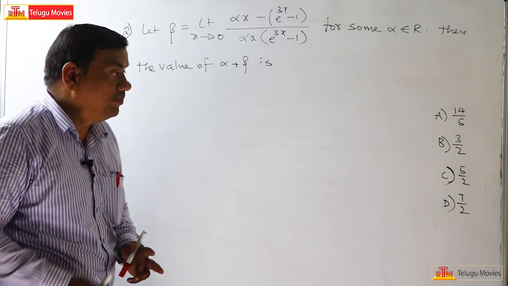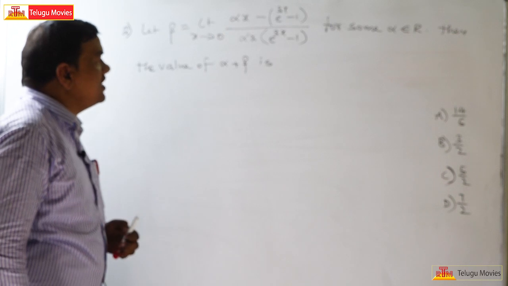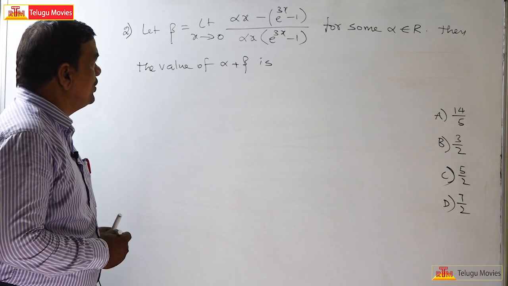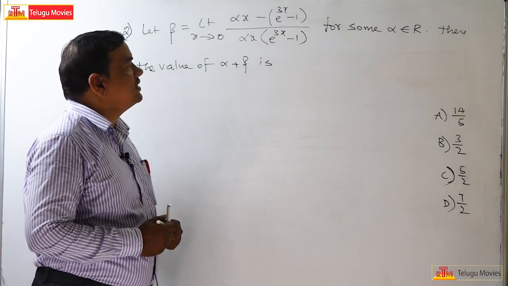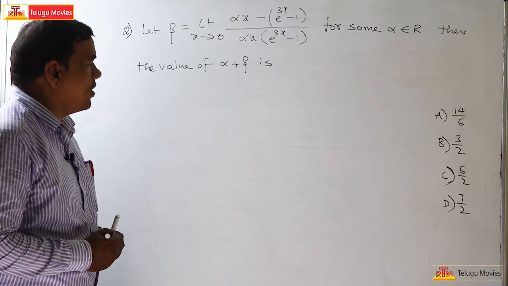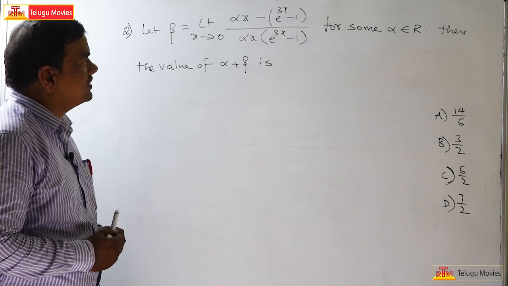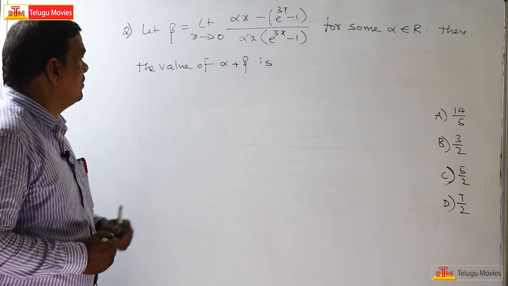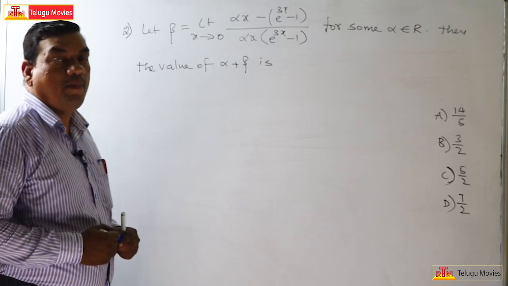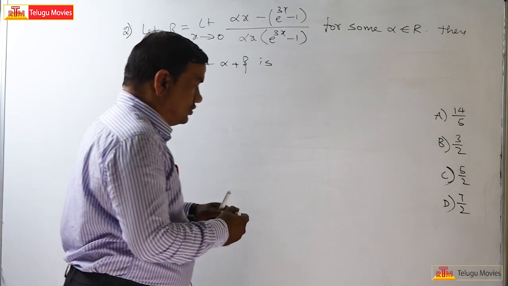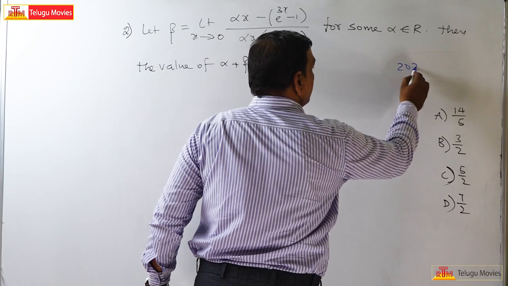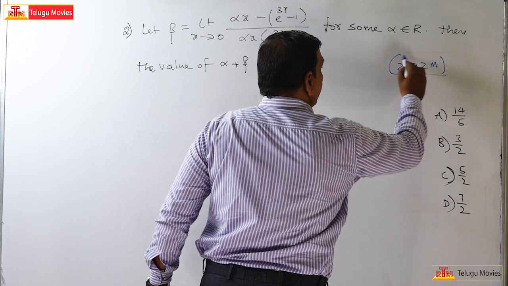Welcome to the second problem. If beta is equal to limit x tends to 0 of (alpha x minus (e power 3x minus 1)) upon (alpha x by (e power 3x minus 1)), where alpha belongs to R, then the value of alpha plus beta is. This was asked in 2022. Okay, let us see this.